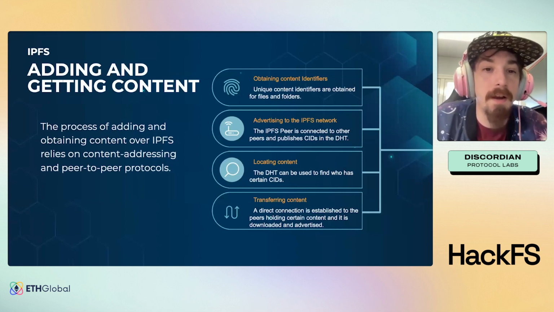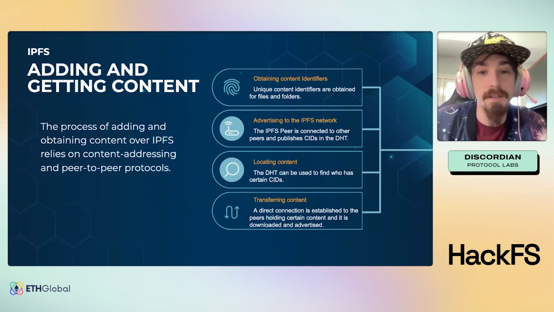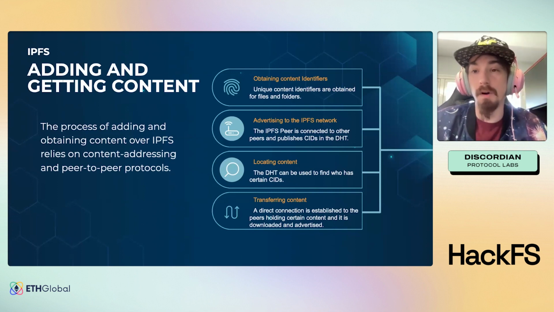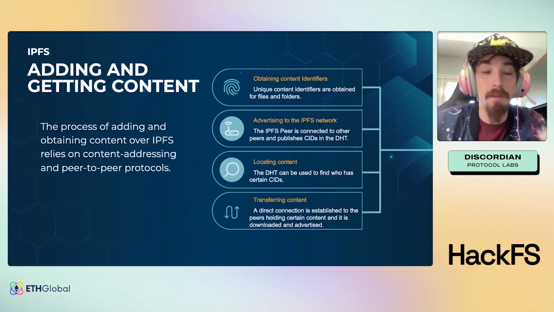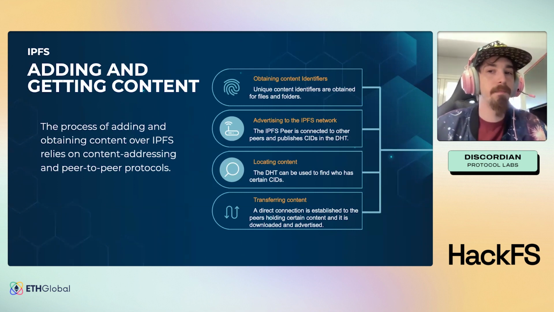The first step when adding content to the IPFS network is to obtain the content identifiers for that content. This can happen offline or online at any moment. Once we have those CIDs, the next step is to announce them to the IPFS network so that they can be retrieved by other IPFS peers. But what is a peer and what does it do?